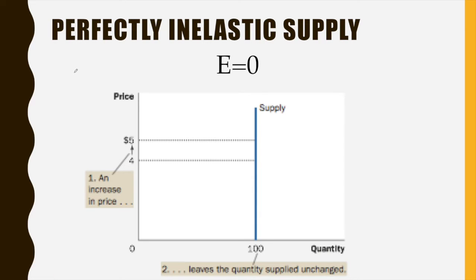There are some actually really good examples of products with perfectly inelastic supply. A Van Gogh painting. No matter what, they're not making any more Van Goghs. A Stradivarius violin. It's a very rare violin that was made in the 17th century. I'm not going to bother trying to spell it, but they are not producing any additional Stradivarius violins.